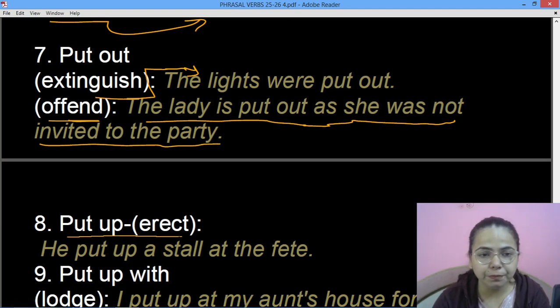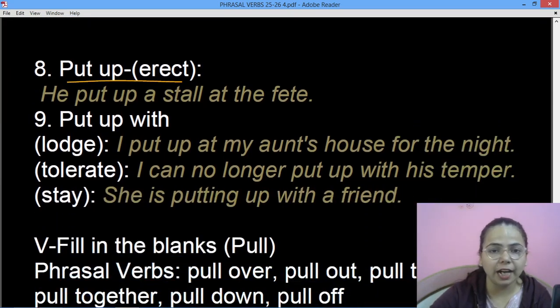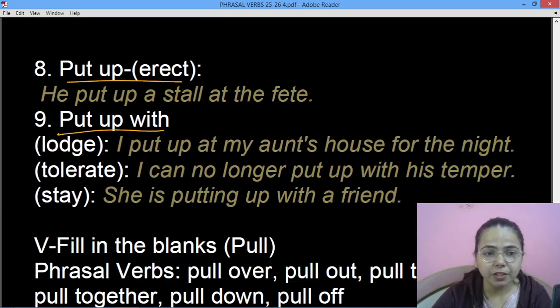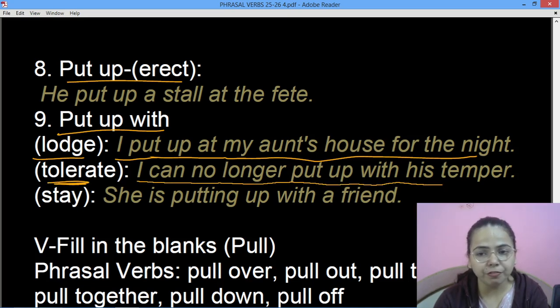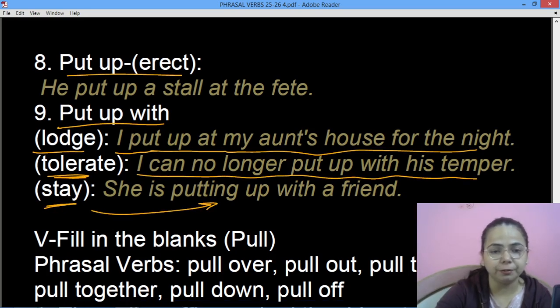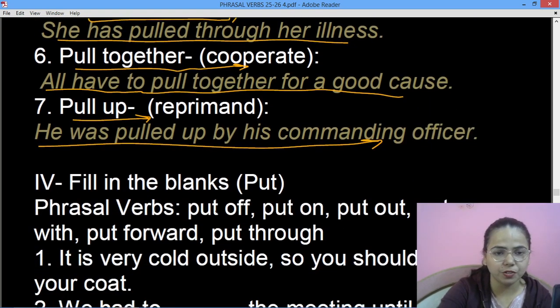Then put up means to erect. He put up a stall at the fete. Then put up with, to lodge. I put up at my aunt's house for the last night, means कि I was sleeping or staying late night in my aunt's house. Then tolerate, I can no longer put up with this temper. Then to stay, she is putting up with my friend.